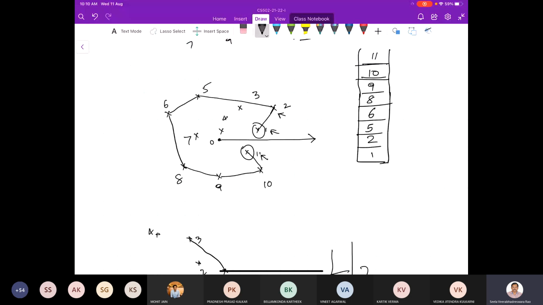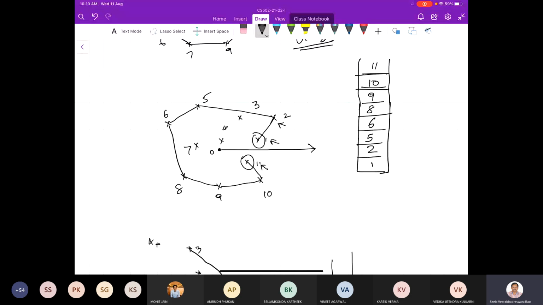So could you repeat it once more? Which one do you want to repeat? The first and second point problem. So if you look at this diagram, the first point and last point, are they part of the convex hull? No. The first point is also not part of the convex hull. So basically 10 and 2 become the boundary here, and 1 and 11 are inside.